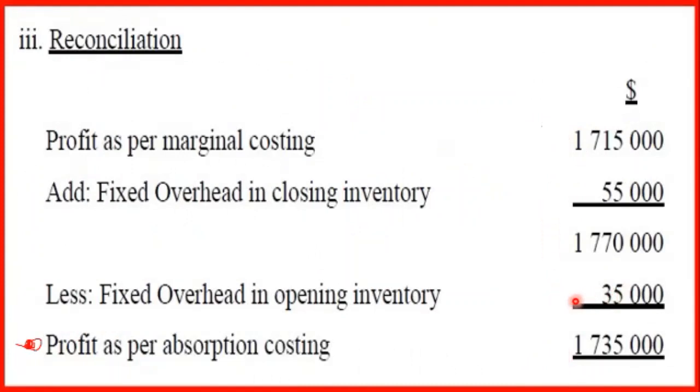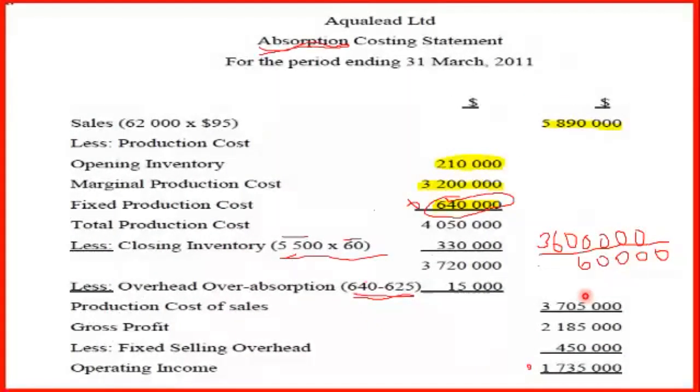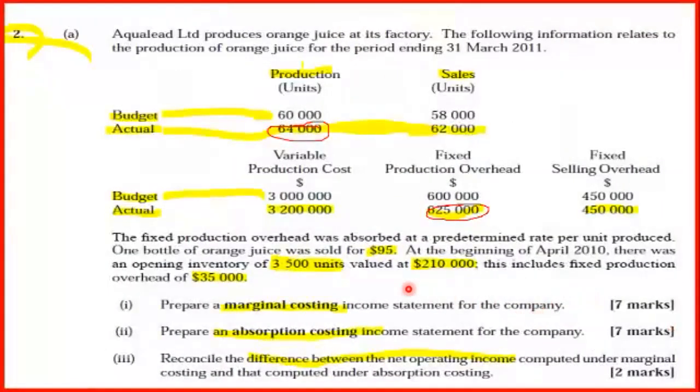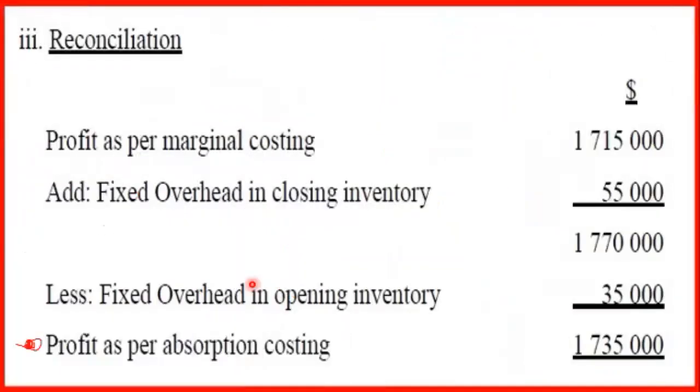And we had 35 in the opening inventory. We are given that here, right? 210 minus the 35. So the 35 is the difference. Okay, so your reconciliation, you just have to remember that the closing inventory and the opening inventory are what cause the difference.